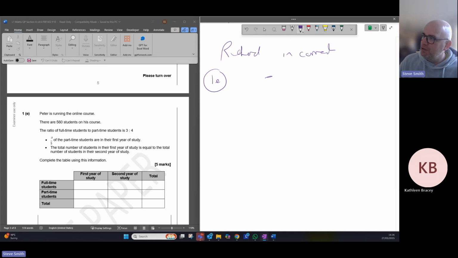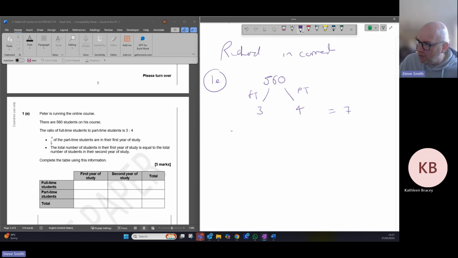Okay, so 560. So full-time, we want 3 pieces, and part-time, we want 4 pieces. So we're breaking it up into pieces. And if you look at that, we need 3 pieces and 4 pieces, so we need 7 pieces. When I'm talking about pieces, portions, whatever you want to call it, we need to break this number down into 7 equal portions because we need to know how much each portion is worth.